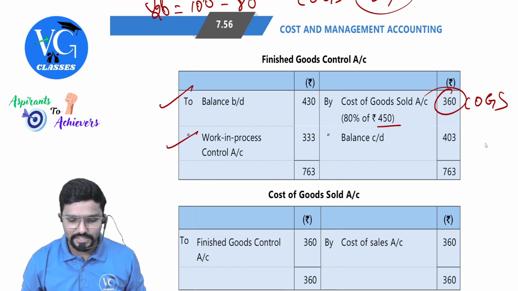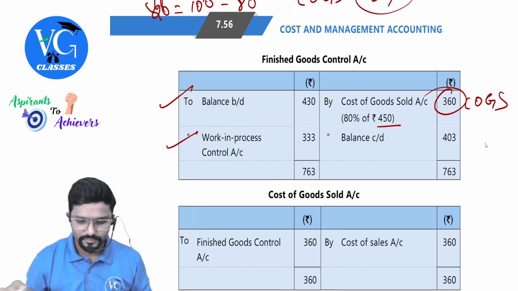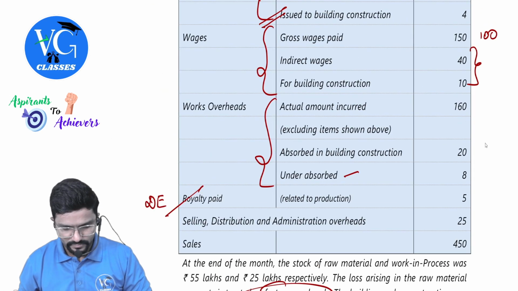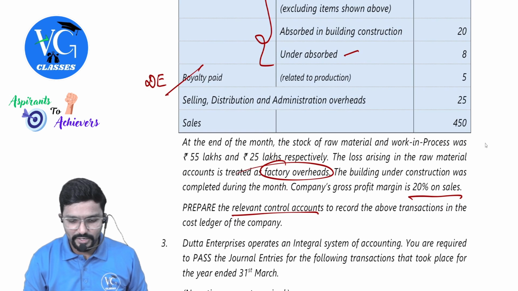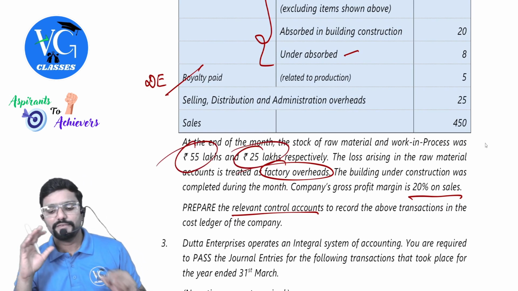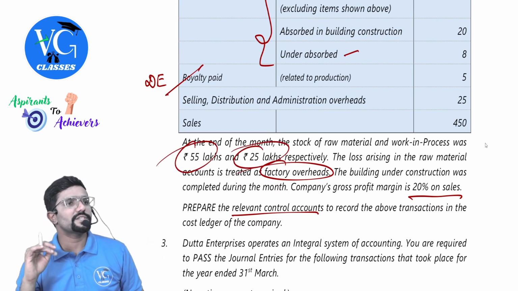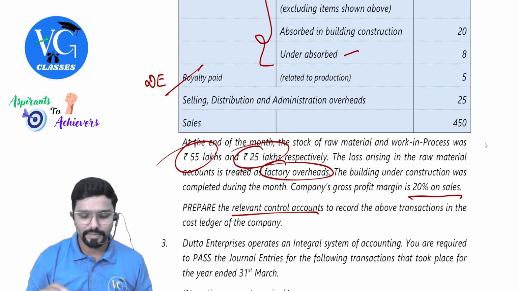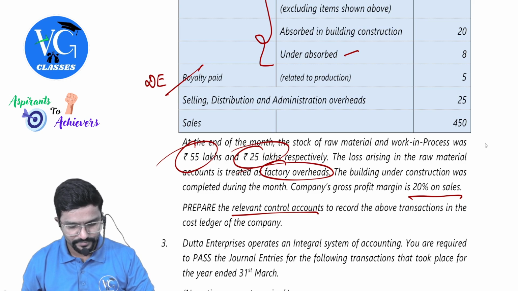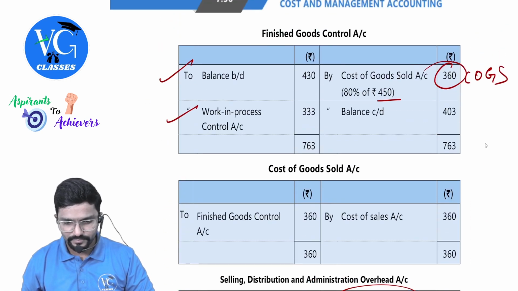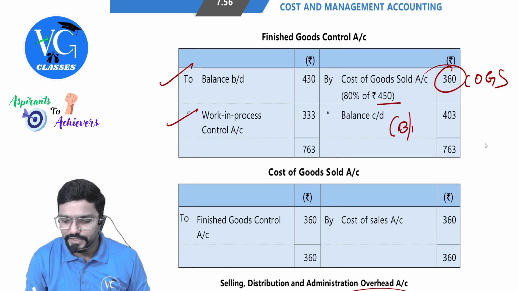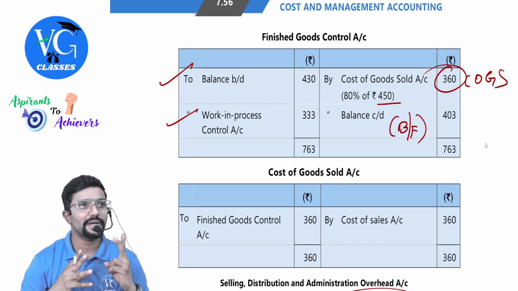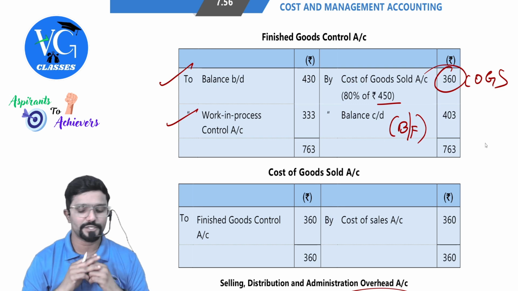Now, finished goods control account. Closing stock of finished goods, is it given? Stock of raw material and work in progress is only given, whereas finished goods is not given. So in finished goods control account, that will be the balancing figure. Better mention it. This would be the balancing figure, guys: closing stock of finished goods. Closing stock of WIP and raw material is given, but not finished goods.